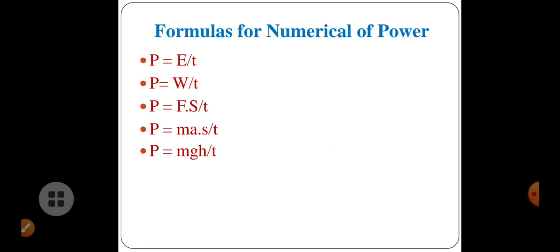And also if in some numericals an object is falling from a height or thrown to some height, taken to some height, then this A can be replaced by g and this distance can be replaced by height, as we discussed in the gravitation chapter also. So we can use this formula also.